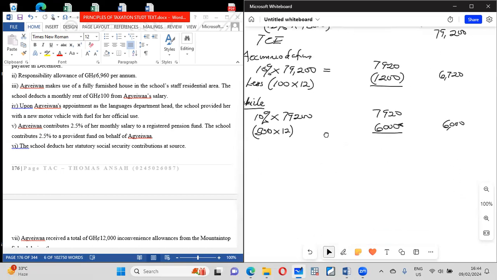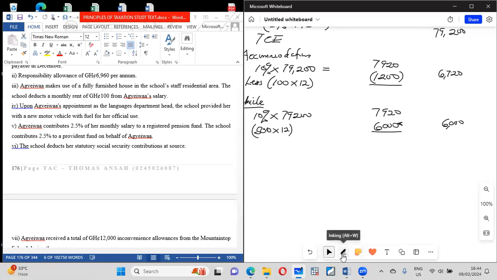So from this employment, this is what I will get. If I add all the income from her employment, so I had 79,200 plus 6,720 plus 6,000, that is giving me 91,920.